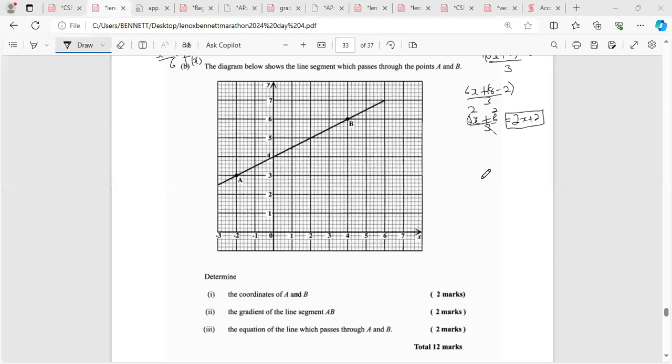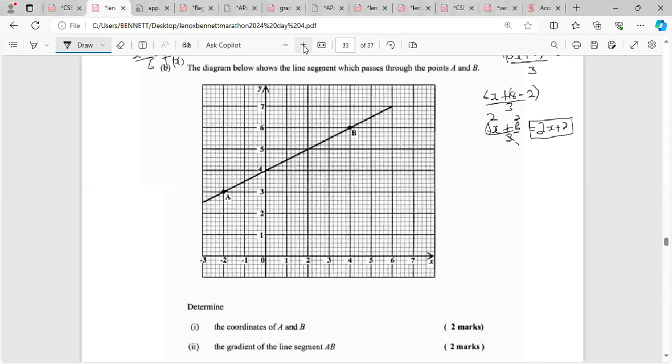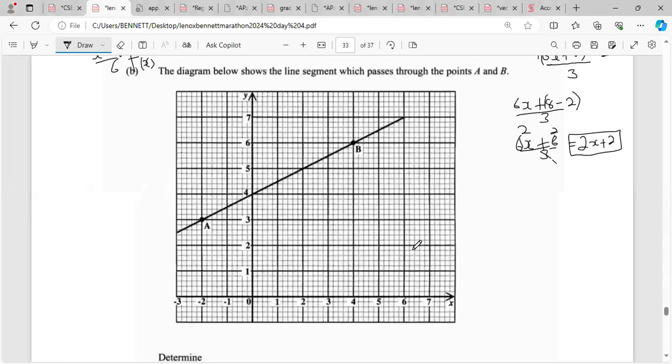Everybody can have access. All right, so the question says the diagram below shows the line segment which passes through the points A and B. Determine the coordinates of A and B. So very easy, one first to get 2 marks each, right? They want the coordinate or the position.